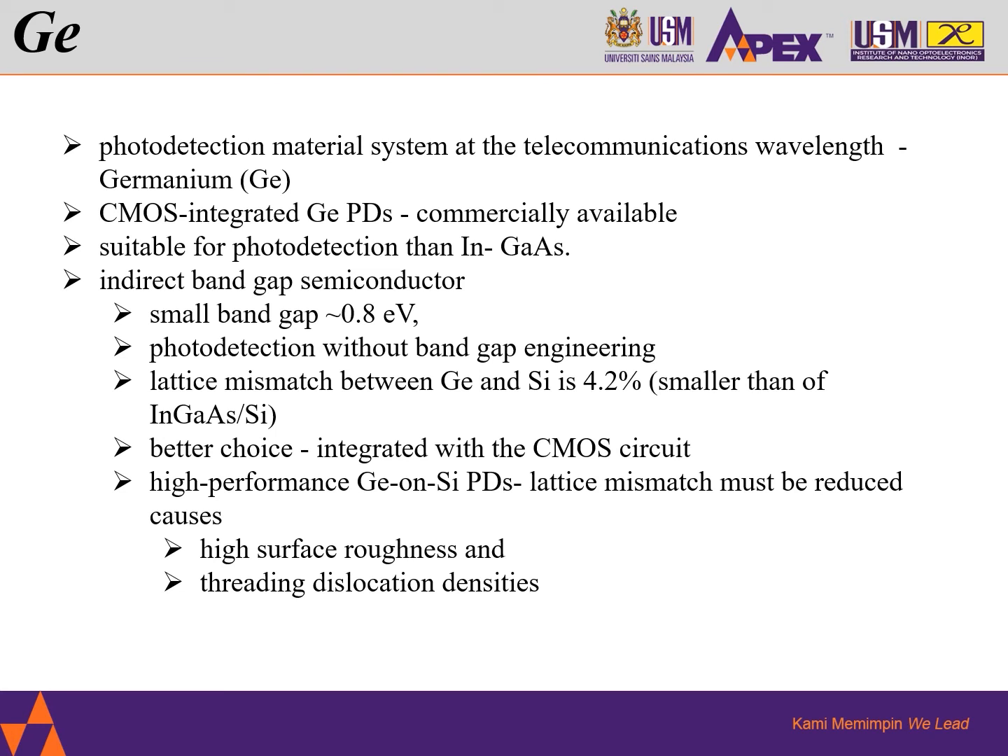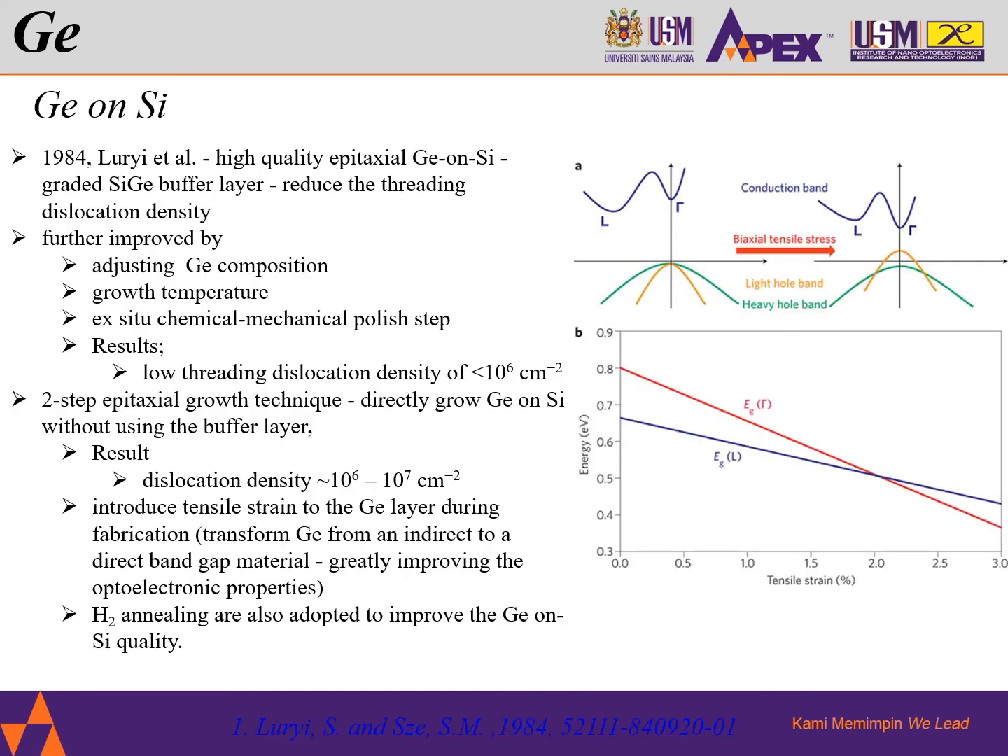This lattice mismatch causes high surface roughness and threading dislocation densities, which degrade the device performance. In 1984, Luryi and his team first obtained high-quality epitaxial germanium on silicon using a graded silicon germanium buffer layer to reduce this threading dislocation density.